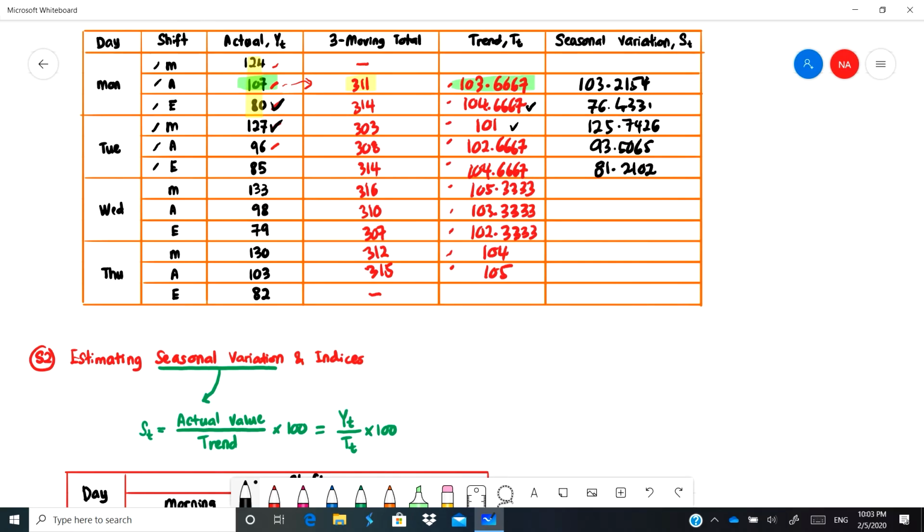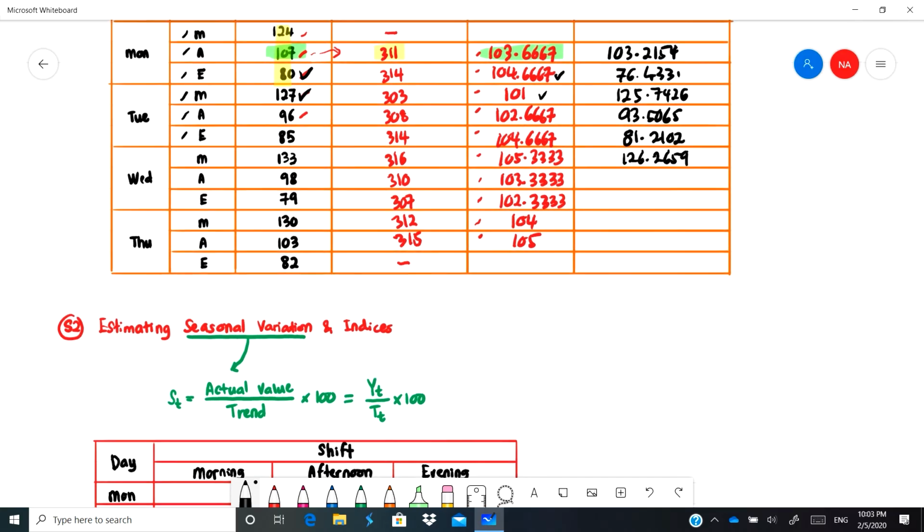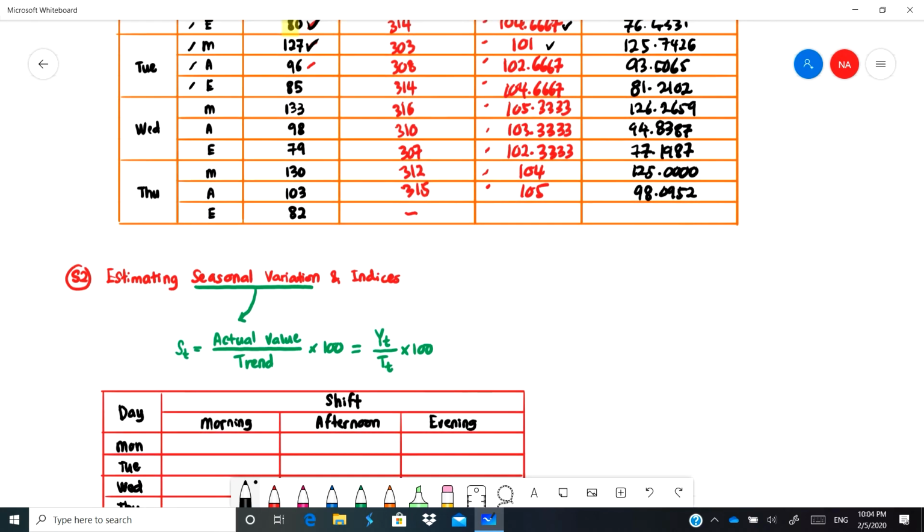So the next one will be 81.2102, and then you'll have 126.2659. Okay, please use your calculator, and then you have 94.8387, and then you'll have 77.1987, and then you have 125.0000, and your last one you'll have 98.0952. Okay, and then only we can move to the last step.